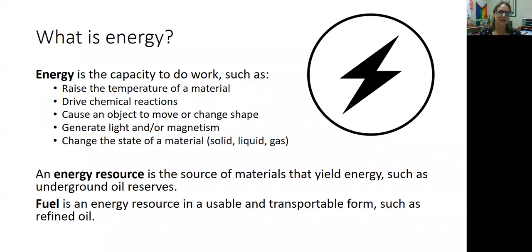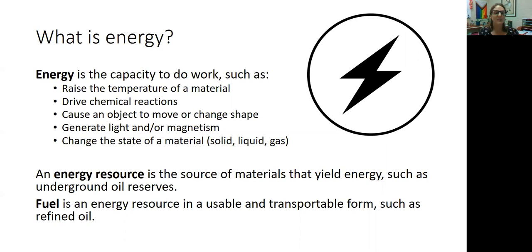So what do I mean when I say energy? Well, energy is the capacity to do work. For example, raising the temperature of a material, heating your home, requires energy. Driving chemical reactions, the chemical reactions necessary to produce the rayon in your clothes, that required energy. Energy can cause an object to move or change shape, so moving your car to drive down the road took energy. Energy generates light and or magnetism. You turned on the light in your home, that used energy. Changing the state of a material can also take energy. Heating up the sugar in your coffee to turn it from a solid to a liquid, that takes energy.